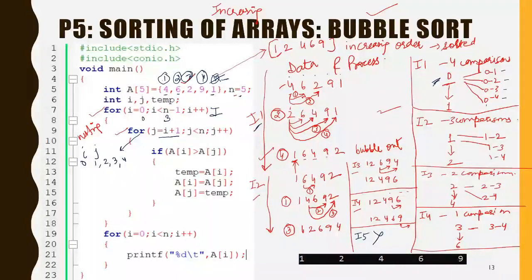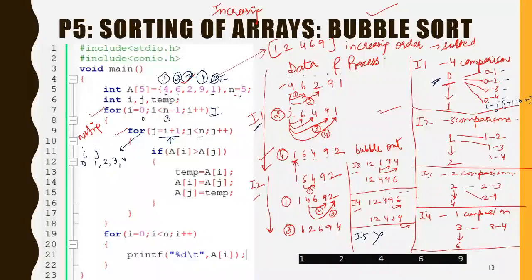So this is the I and this is J. So for every I, the J always runs from I plus 1 to N. Okay, so J is I plus 1 to N. N is N minus 1, right? N minus 1, that is the last index. Okay, so I is always compared with I plus 1 to N minus 1, right?